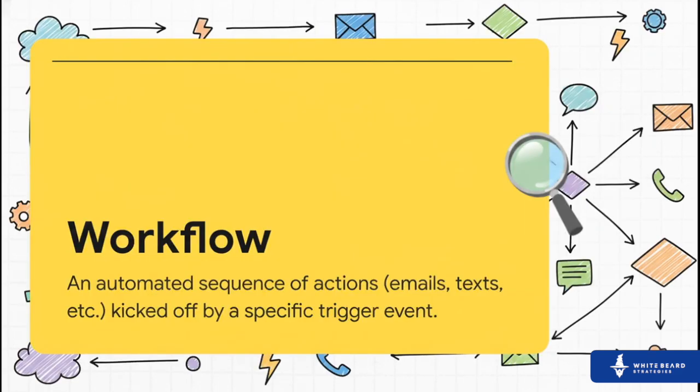So, what even is a workflow? Well, at its core, it's really just a digital assembly line that you get to build. It all starts with a specific event, and we call that a trigger. And that trigger then sets off this whole predefined chain of actions. And the best part? It all happens in the background, totally automatically.